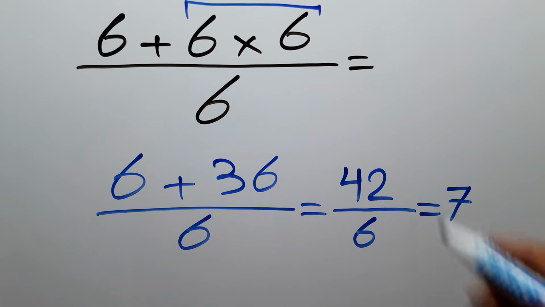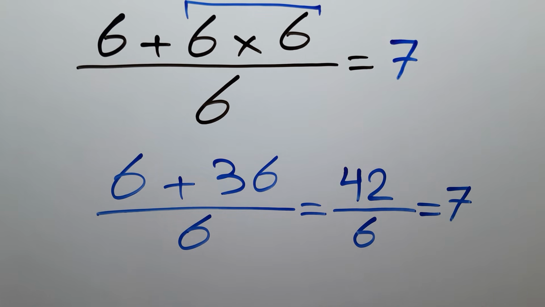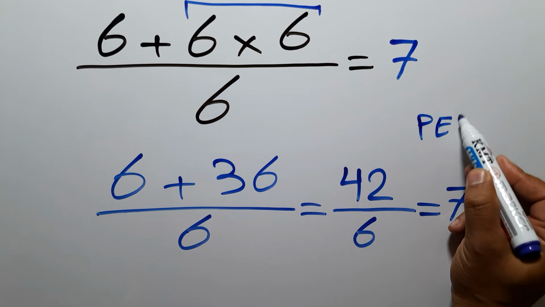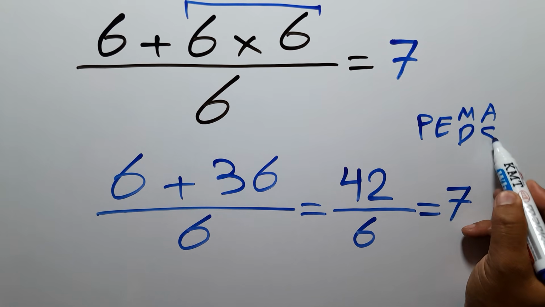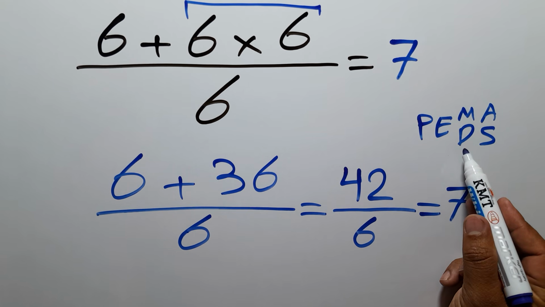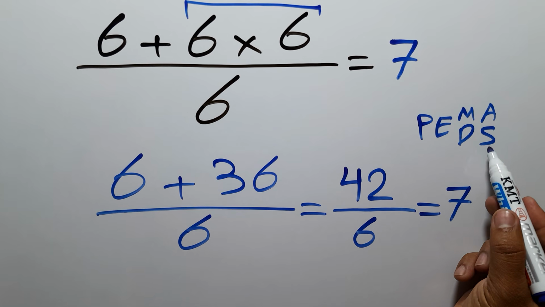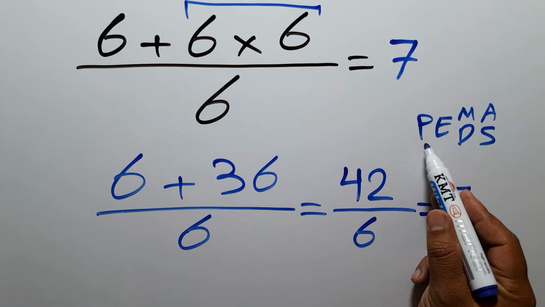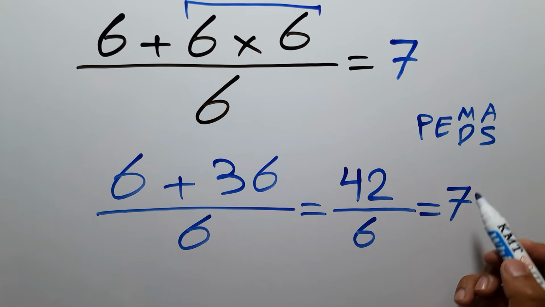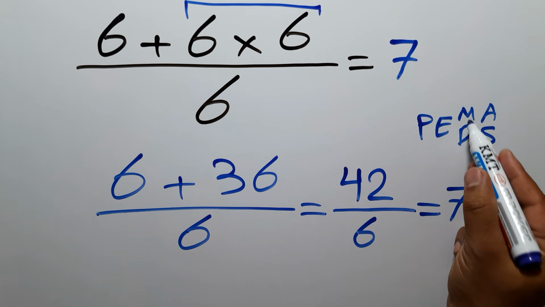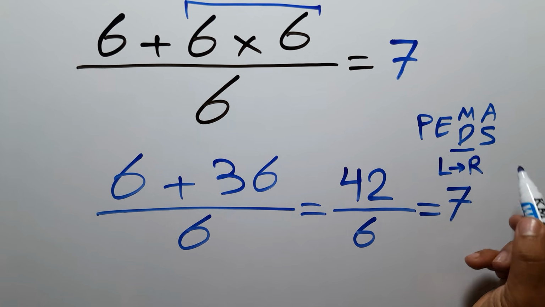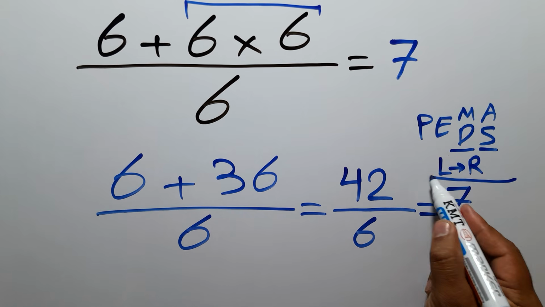And this answer is correct, because according to the order of operations, which is PEMDAS, P stands for parentheses, E stands for exponent, M and D stand for multiplication and division, and A and S stand for addition and subtraction. First, we have to do parentheses, then exponent, then multiplication or division, and finally addition or subtraction. Remember that multiplication and division have equal priority and we have to work from left to right. And the same applies to addition and subtraction.